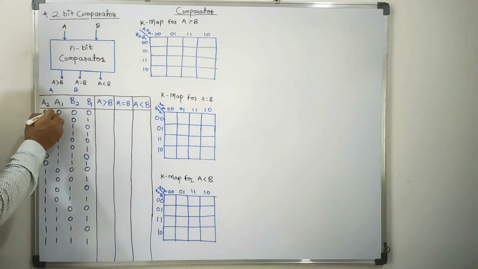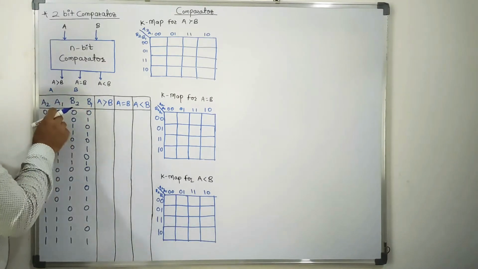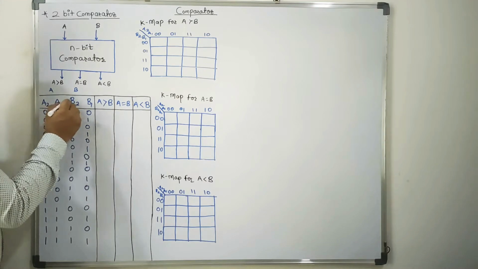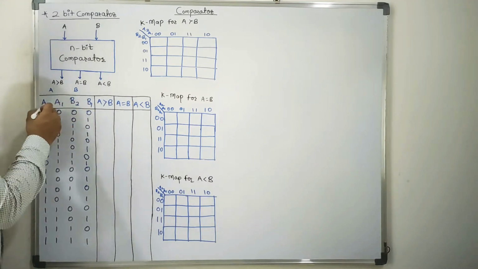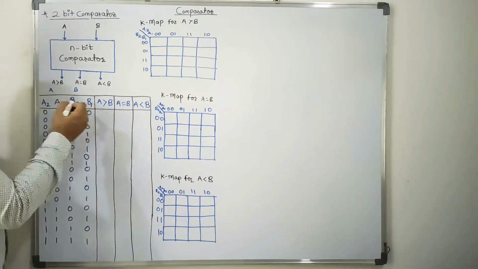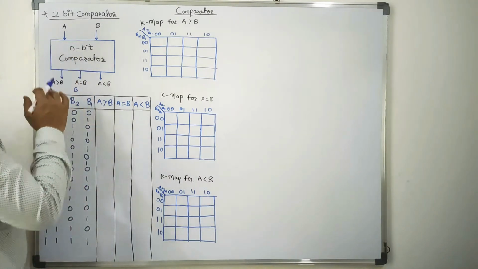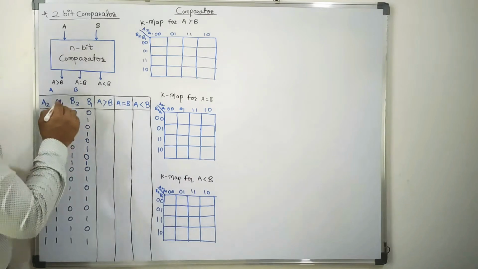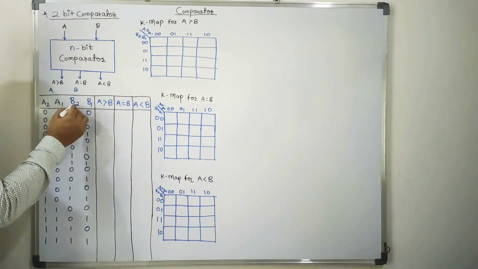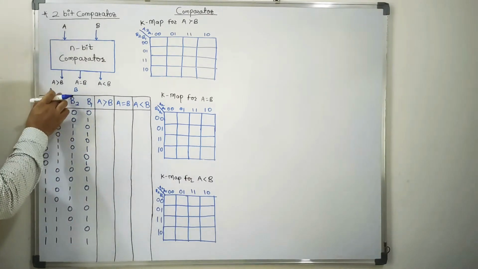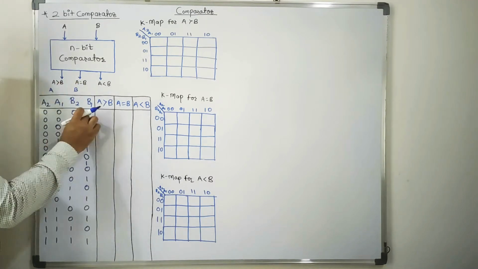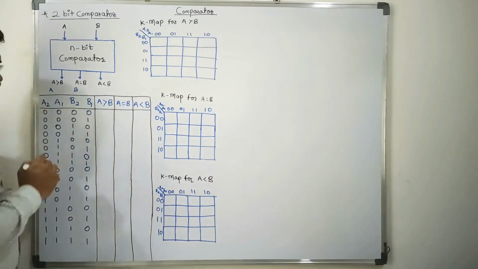So for the 2-bit comparator we compare the two values a2 a1 with b2 b1, that is a2 with b2 and a1 with b1. It is also called a magnitude comparator. Here we compare a2 with b2 and a1 with b1, starting with 0 0 0 0.